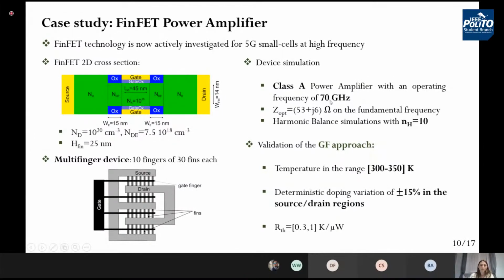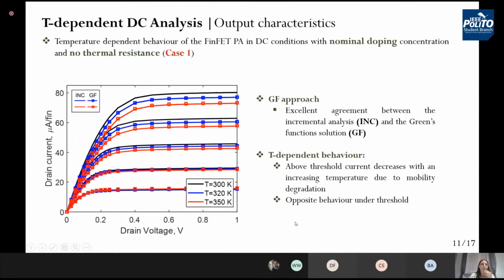We have an optimum load calculated for the fundamental frequency, and the harmonic balance technique is performed with 10 harmonics. Our aim is to validate the GF approach, varying the temperature up to 50 Kelvin and varying a parameter, which is the doping concentration in the source and drain regions, by 15%. And finally, we use two different thermal resistances to see the effect of self-heating.